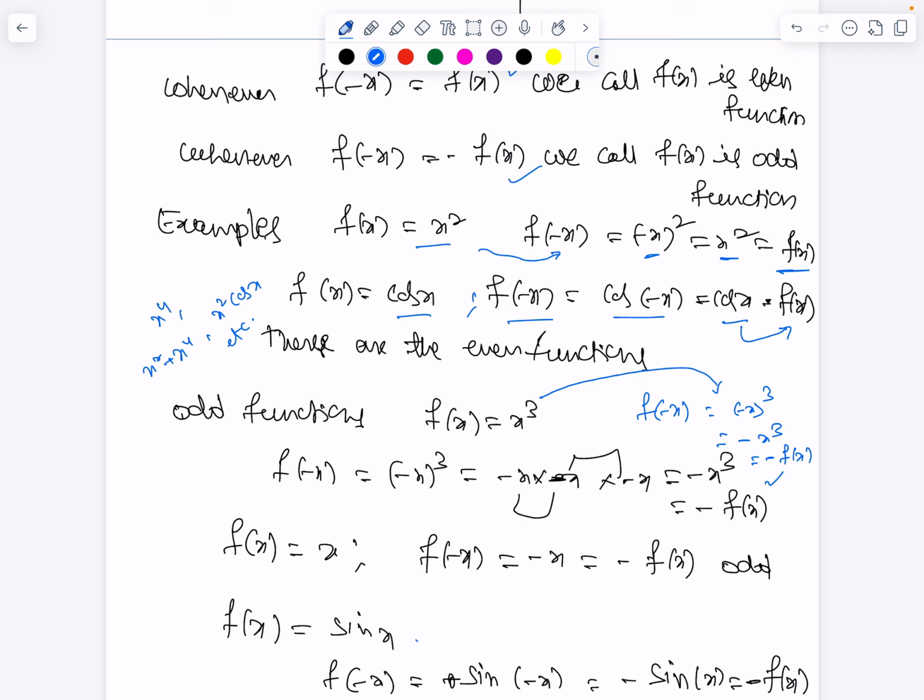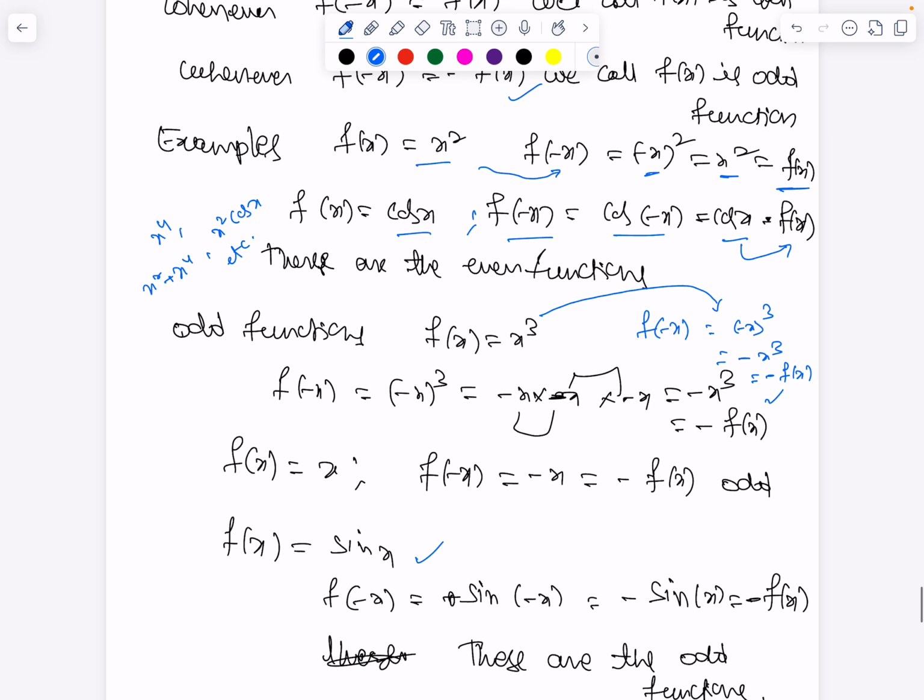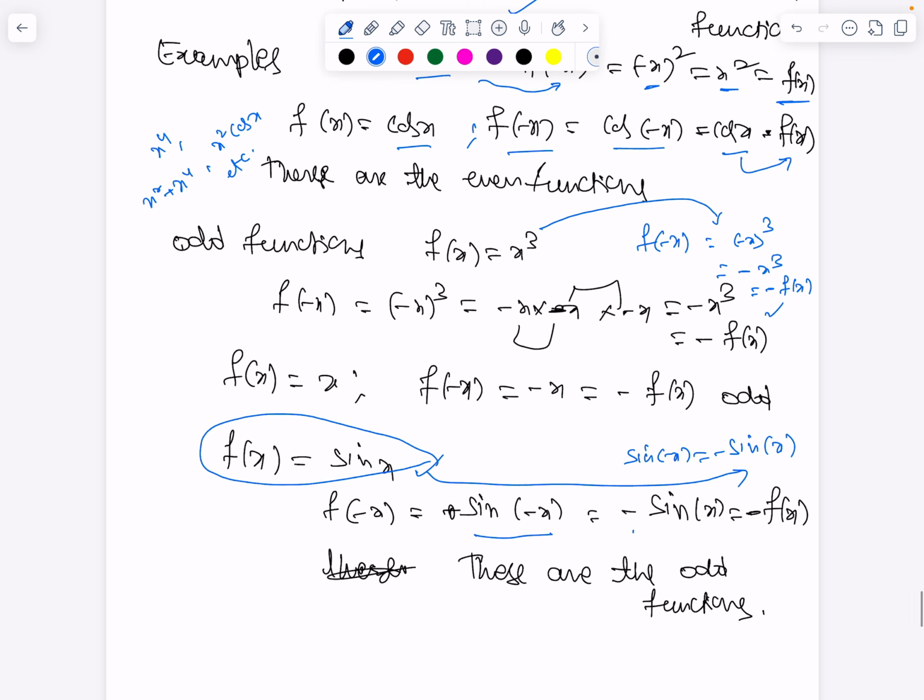Similarly, take sin x. f of minus x is equal to sin of minus x, and sin of minus x is equal to minus of sin x. The sin x is the original function, therefore this is exactly equal to minus of f of x. Hence you are able to show that f of minus x is equal to minus f of x. Therefore that is an odd function.